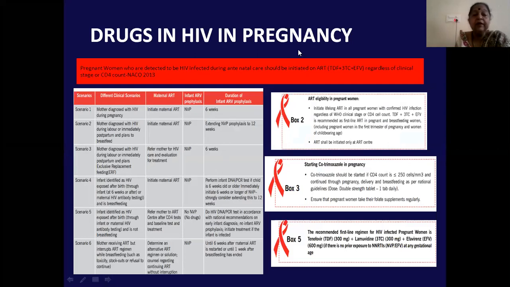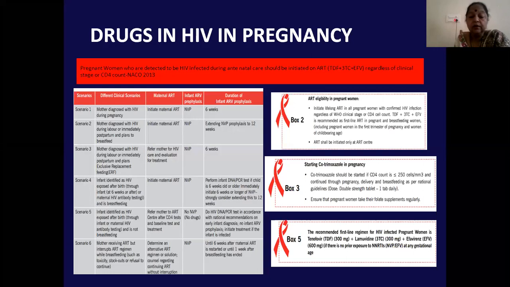HIV in pregnancy. We know that whenever a woman is infected with HIV during the antenatal period, they should immediately be initiated on the 3-drug regime, regardless of clinical stage or CD4 count, according to NACO and WHO guidelines. Even though the incidence has come down, it is said that it is only 0.22, but even then, whenever the patient comes as HIV positive, treat immediately, and this treatment should be lifelong. You have to counsel the woman properly, and even the neonate should be followed till 18 months.